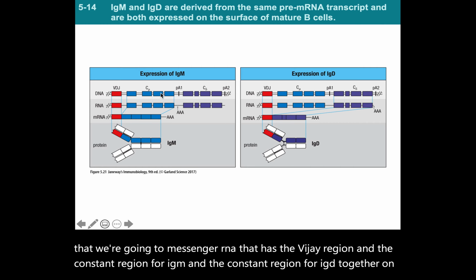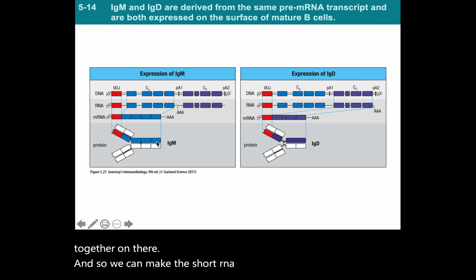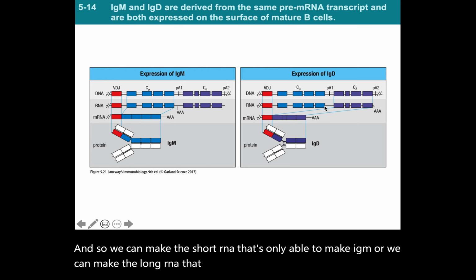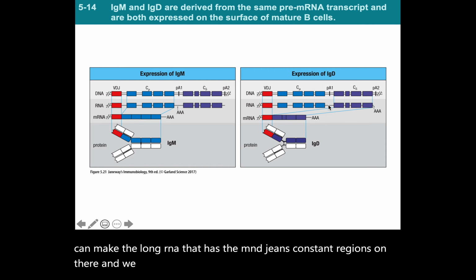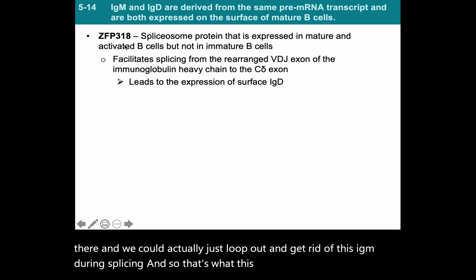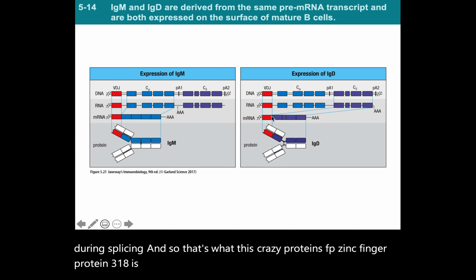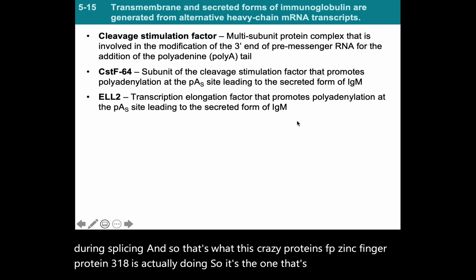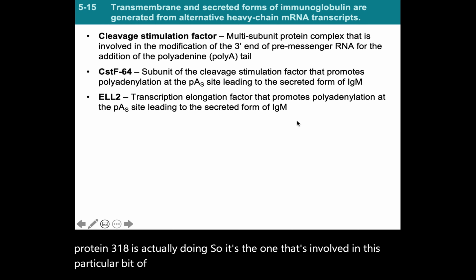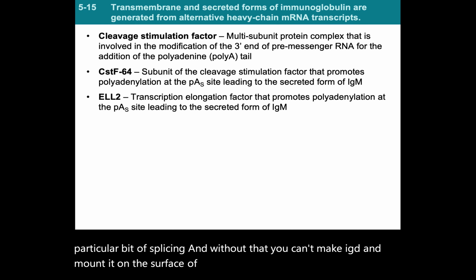And so we can make the short RNA that's only able to make IgM, or we can make the long RNA that has the M and D genes, constant regions on there. And we can actually just loop out and get rid of this IgM during splicing. And so that's what this crazy protein, ZFP, zinc finger protein 318, is actually doing. So it's the one that's involved in this particular bit of splicing. And so without that, you can't make IgD and mount it on the surface of your immune cells.